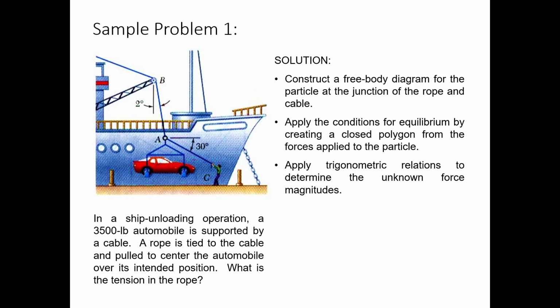So let's try solving sample problem number 1. In a ship unloading operation, a 3,500 automobile is supported by a cable. So this cable here, cable AB, let's say that's force AB. And then the rope is tied to the cable and pulled to the center, the automobile over its intended position.